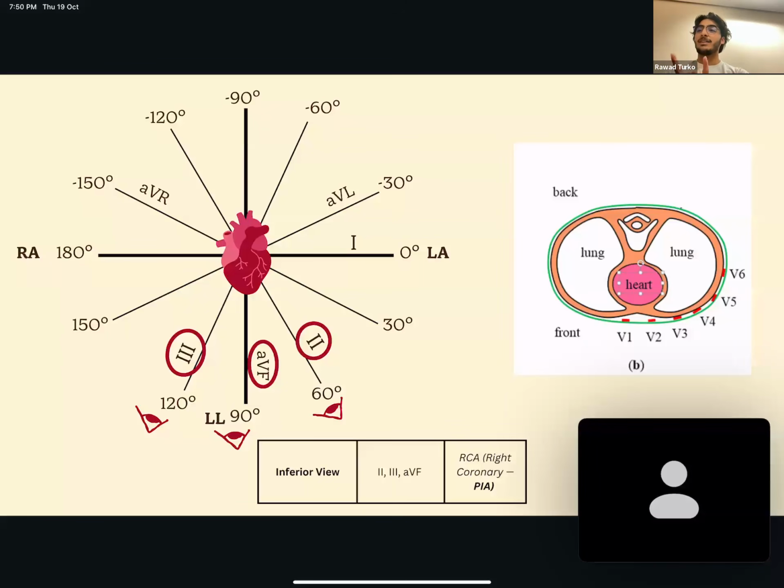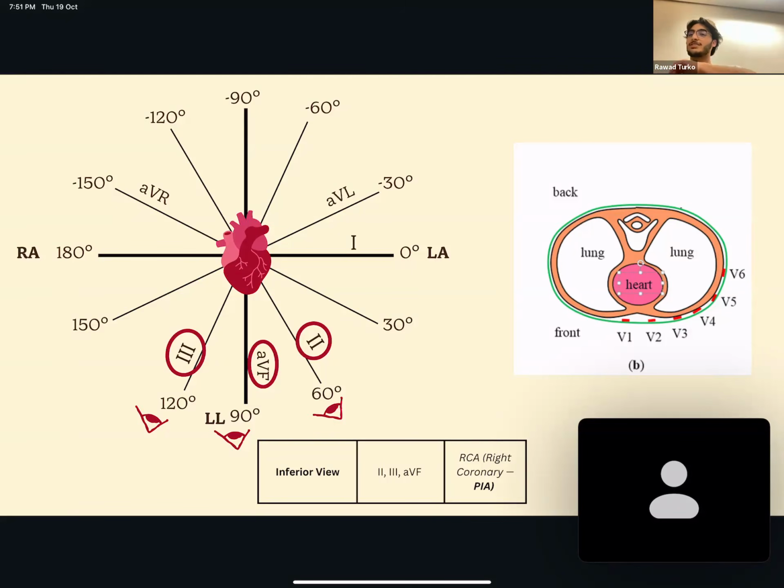Now, I specified that it's PIA because usually PIA is coming from the right coronary artery. This is very important because we got an SAQ on this question exactly. We were talking about an inferior myocardial infarction, which is basically a heart attack in the inferior side of the heart. And they were asking what artery specifically supplies this side inferiorly. Everybody answered right coronary artery because that's what was in the slides. But the answer was actually PIA. But right coronary artery is still somewhat true because PIA usually, in right dominant cases, comes from the right coronary artery.